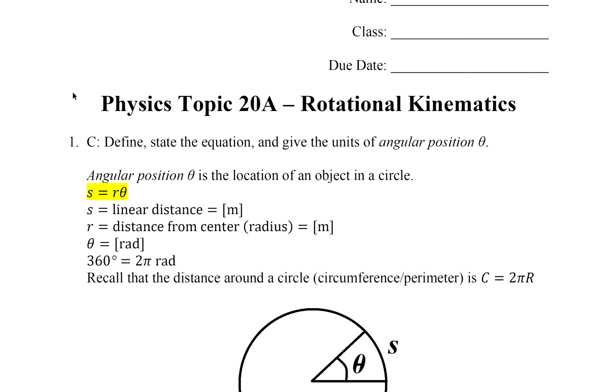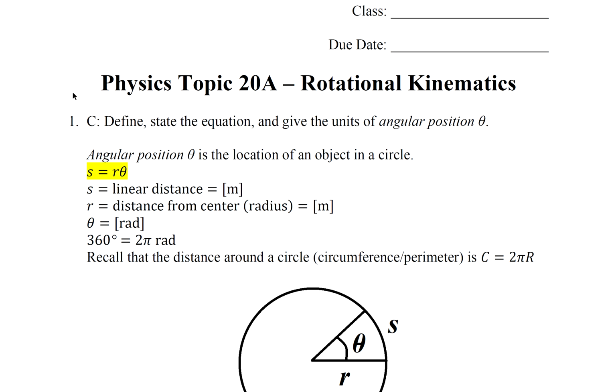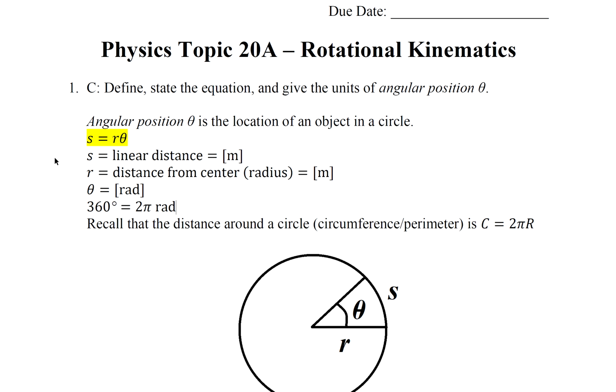Angular position is the location of an object in a circle. So S is equal to r theta, where S is linear distance, r is a distance from the center, the radius, has units of meters, theta is in radians, and we know 360 degrees equals 2 pi radians.